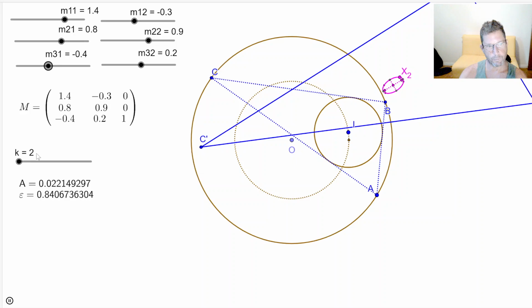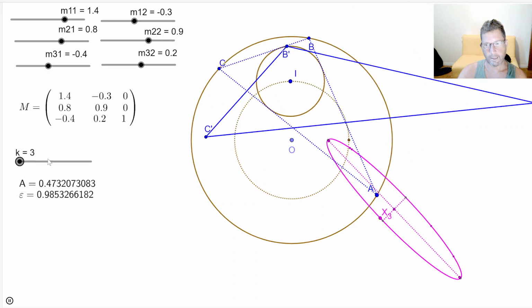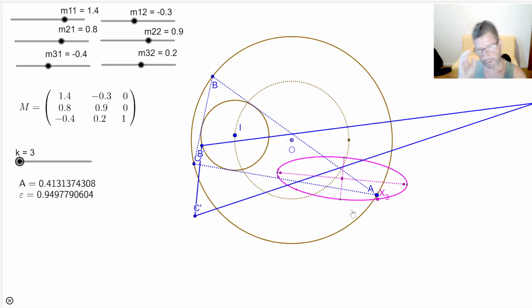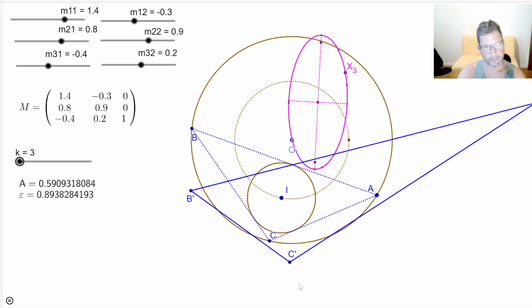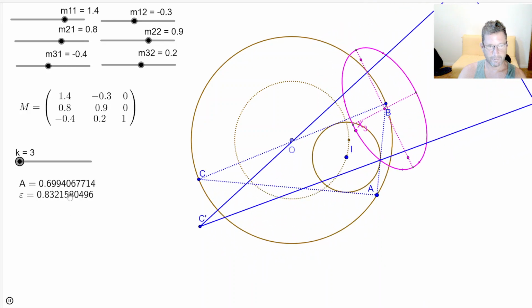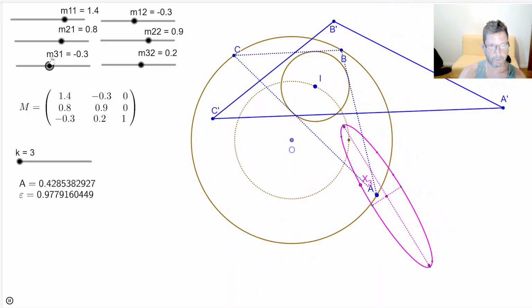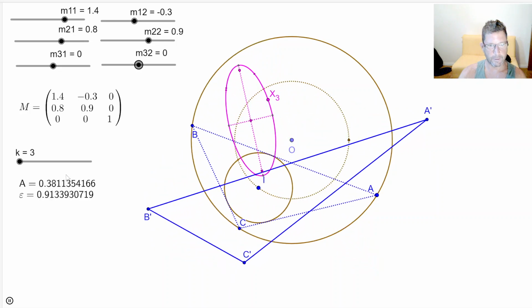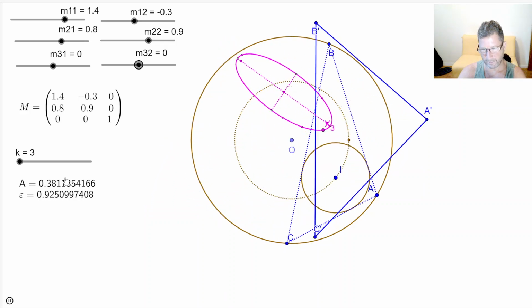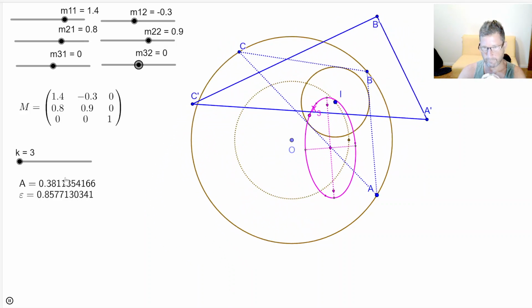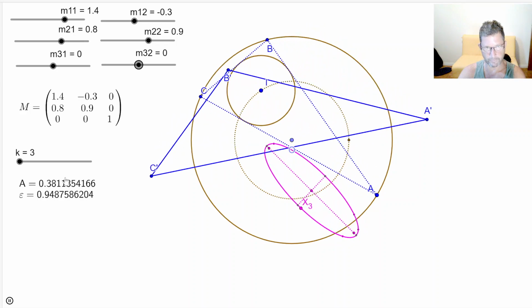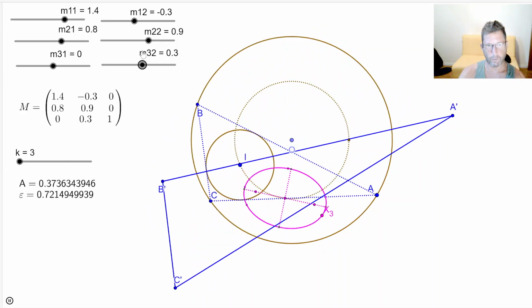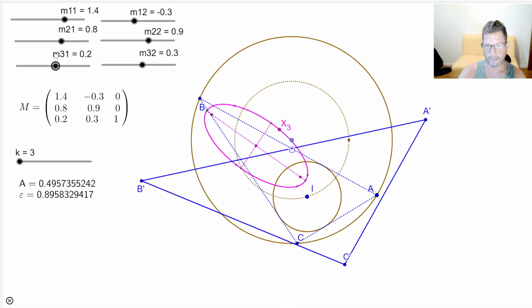Let's look at what happens with x3. Now I have the circumcenter being plotted, and you can see here that it preserves neither. So when those entries were 0, for example, like this, it did preserve the area. So for a simple affinity, the set of x3 loci preserves the area, but if it's a full-on perspectivity, it doesn't preserve either one.